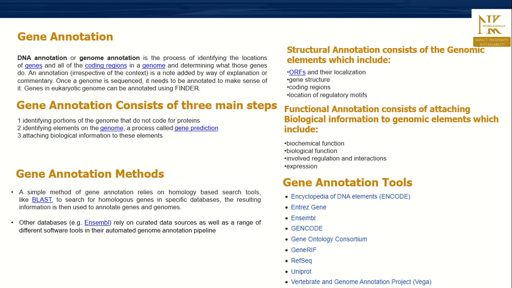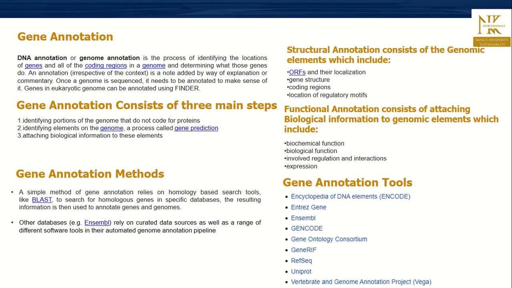Then the gene annotation consists of 3 main steps. The first one is identifying the location that does not code for proteins. The second part is identifying elements of the gene, which is the gene prediction that we explained earlier. And then the third part is attaching biological information to that element.